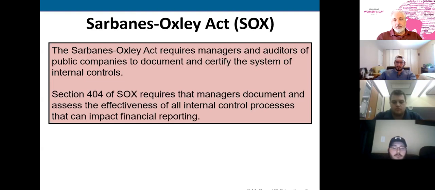It also added internal control reviews. So part of SOX is a requirement that an internal control audit takes place and reviews these controls to make sure the safeguards are in place. And so something called Section 404 evaluates internal control processes.